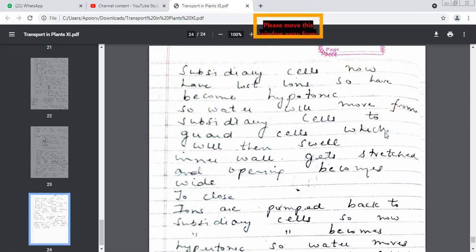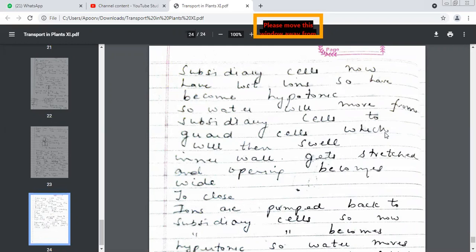Quickly. I know it's the first class, so you're a bit sleepy, but still. Which one is hypo, which is hyper? Subsidiary cells are hypotonic and guard cells are hypertonic. Okay, tell me one thing very clearly now. Opening and closing of stomata, have you all understood or you want me to do it once again with you? Understood or not? Yes, ma'am.